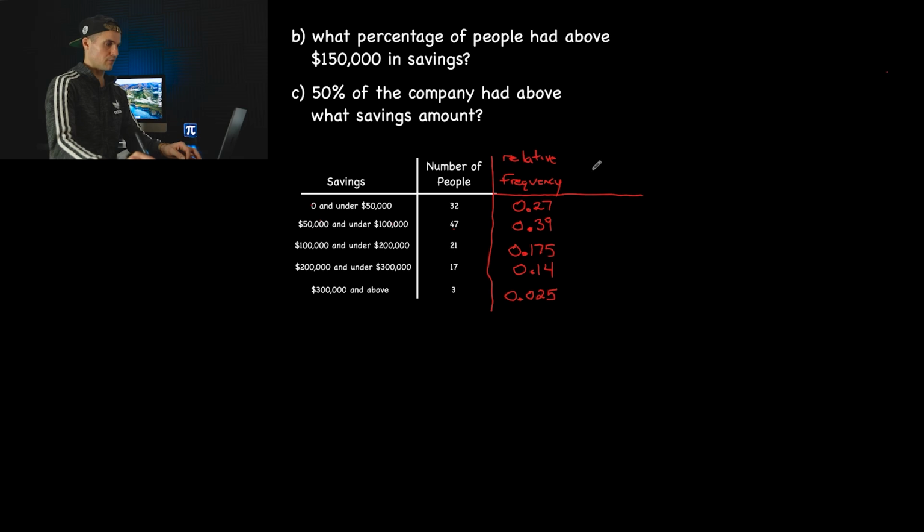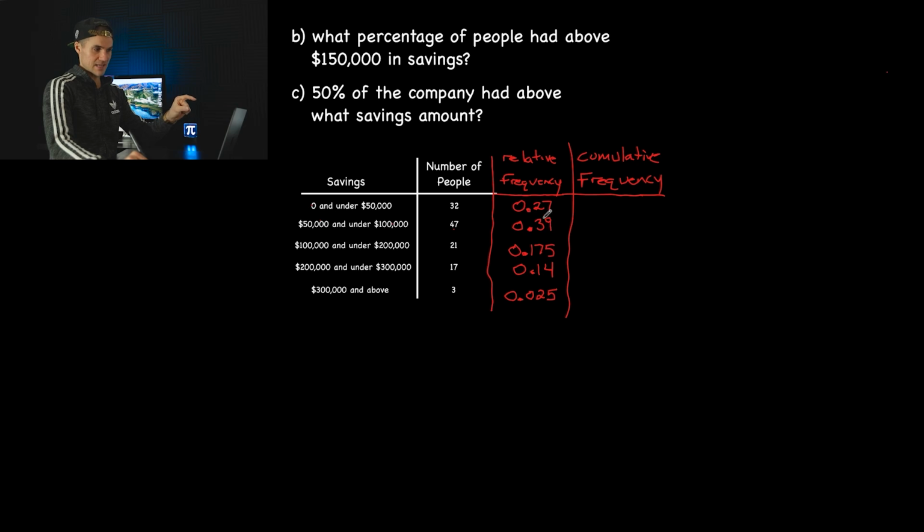And then they also want, for part A, to find the cumulative frequency. So if you remember from previous videos, all you do is go up the table and add up whatever is in that row plus the accumulation, or the sum, of the relative frequencies before that. So 0.27, notice that there's nothing before that, so that's just going to be 0.27. Then we're going to have 0.27 plus 0.39.